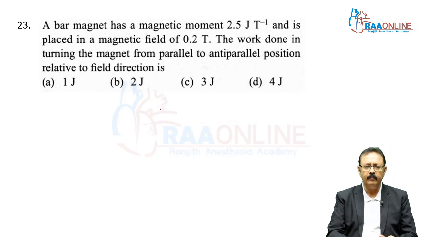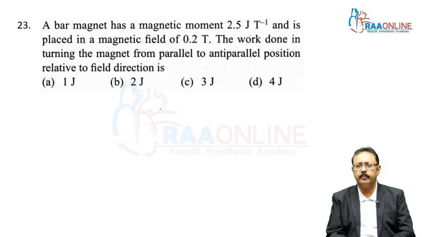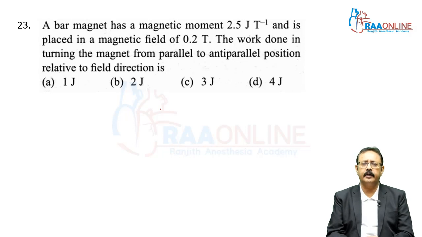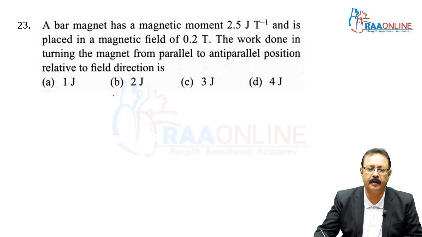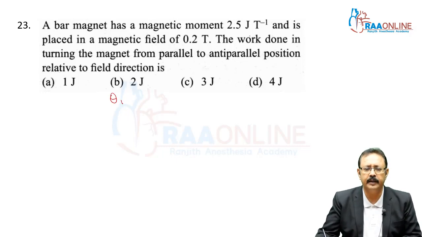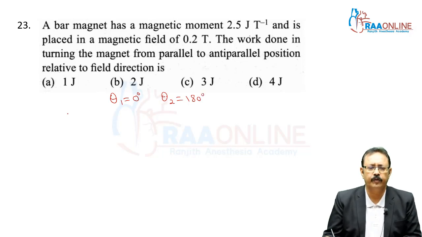Next, a bar magnet has a magnetic moment 25 joule per Tesla, placed in magnetic field 0.2. Work done in turning the magnet from parallel to anti-parallel. What do you mean by parallel to anti-parallel? Theta 1 is 0 degree. Theta 2 is 180 degree. You know the work done formula: MB (cos theta 1 minus cos theta 2).